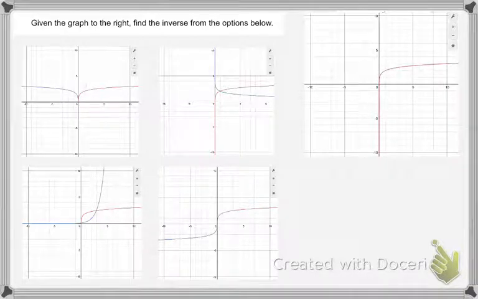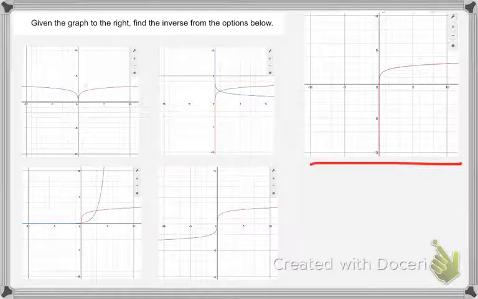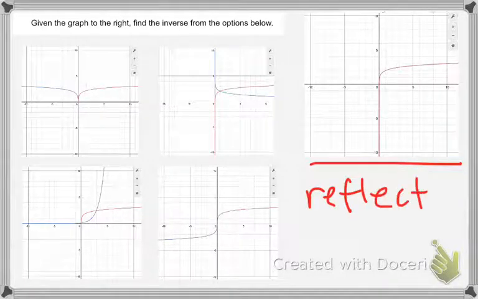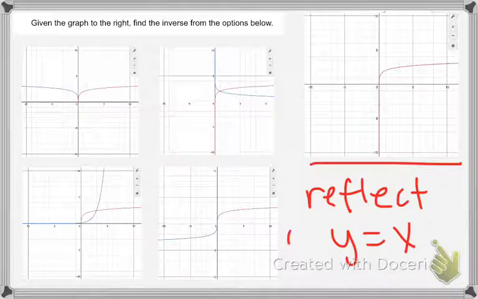So here we're given a problem that says, given the graph to the right, which will be this graph, find the inverse from the options below. So what we need to recall here is if we're given a graph, the way we find the inverse is we just reflect it over the line y equals x.